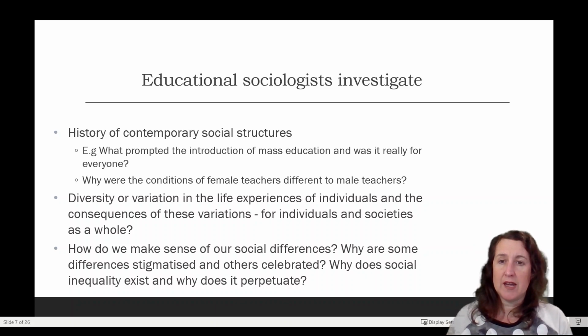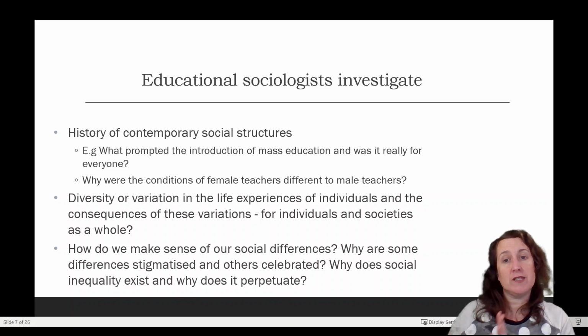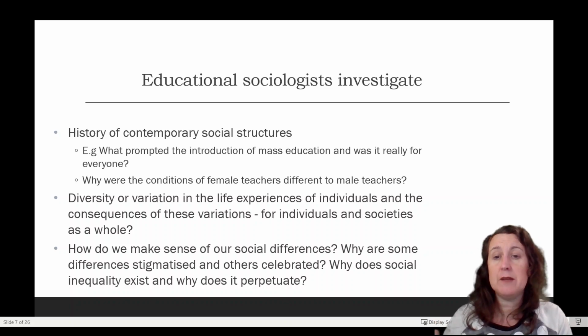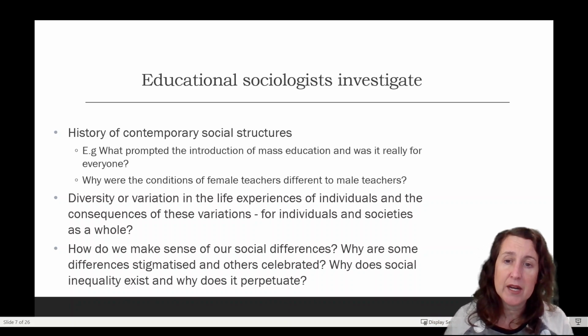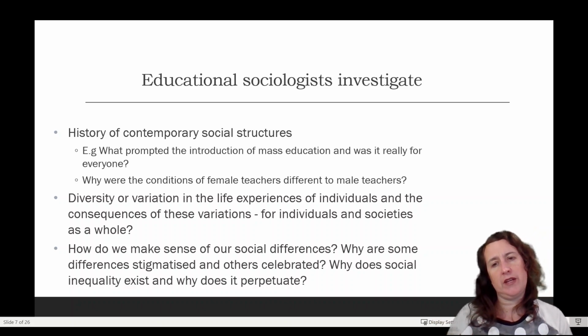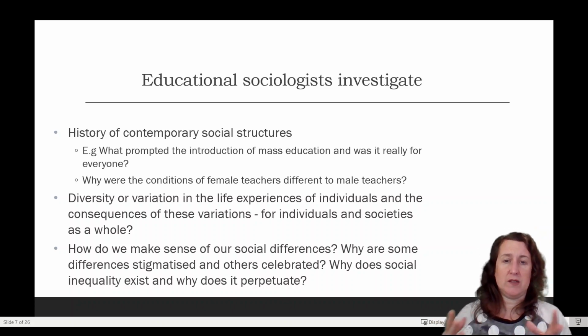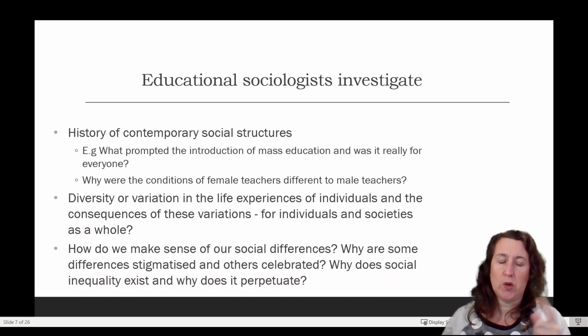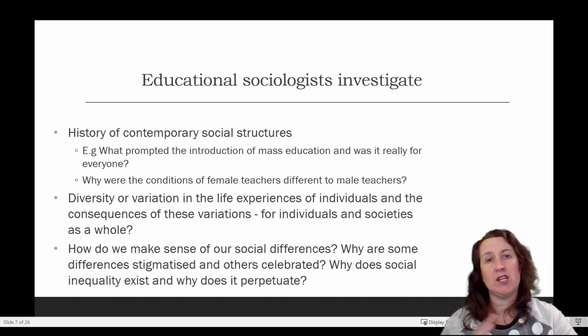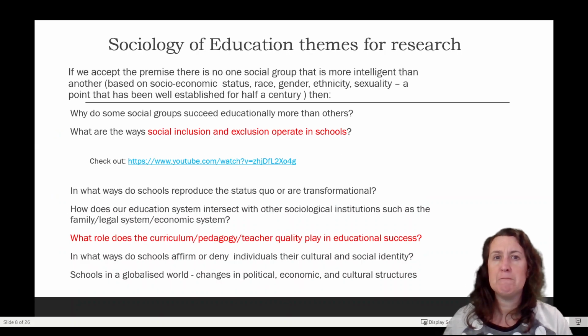Sociologists also investigate how we make sense of our social differences and how some differences are stigmatized and other differences are celebrated, and why does social inequality exist and why does it perpetuate. So there's a whole range of really interesting questions that educational sociologists investigate.